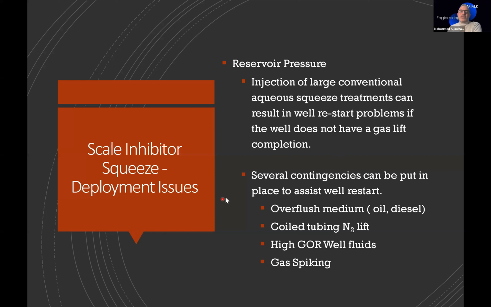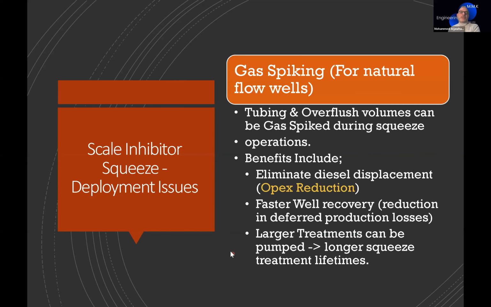With scale inhibitor, several conditions can be put in place to assist well restart. So overflush medium, oil and diesel, maybe using coiled tubing, high gyro oil fluids, we have to consider very well because the mixture may still have CO2 and H2O, and then we have another scale deposition and gas spiking. And this spike may cause wellbore damage inside our well.